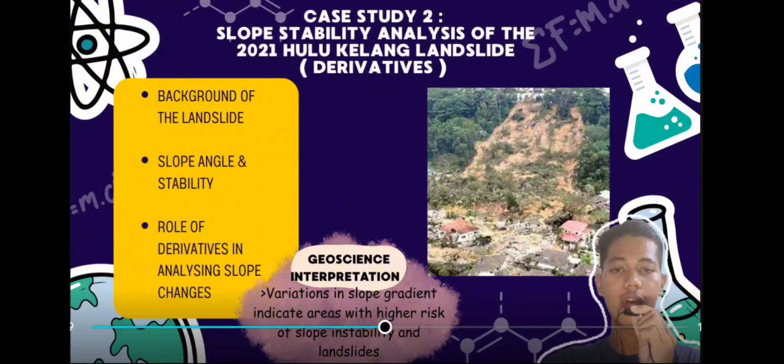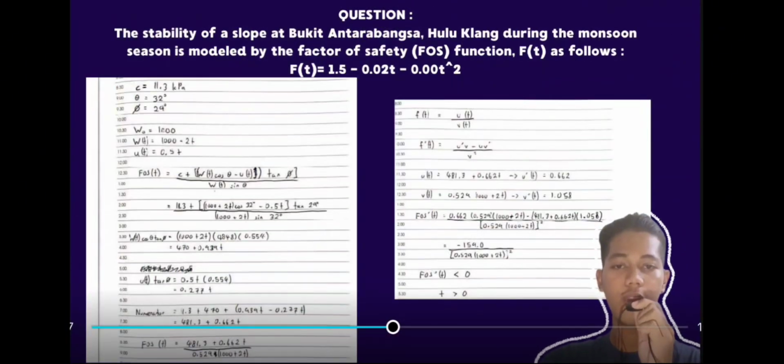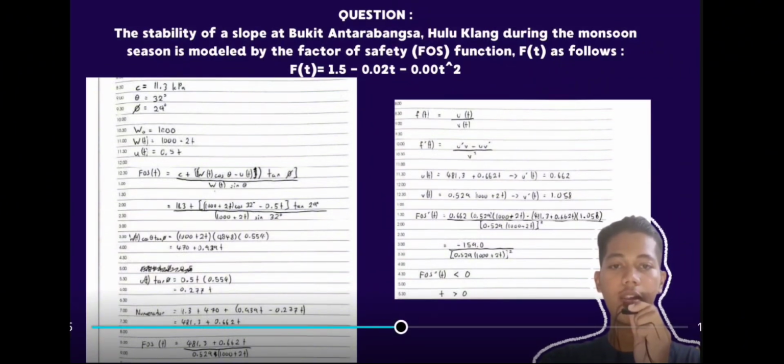Many landslides in Malaysia occur after several days of continuous rainfall, especially in hilly urban areas such as Hulu Kelang. In conclusion, the value of the derivative that I got from my calculation is negative, which is negative 159.0. It is the same as the answer given by ChatGPT. This case study shows how derivative can be applied in real life to help analyze and reduce landslide hazards.